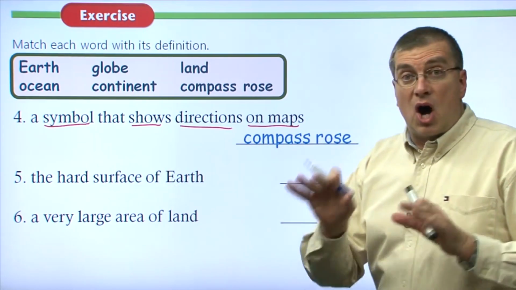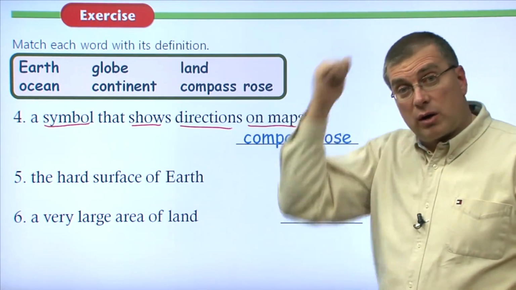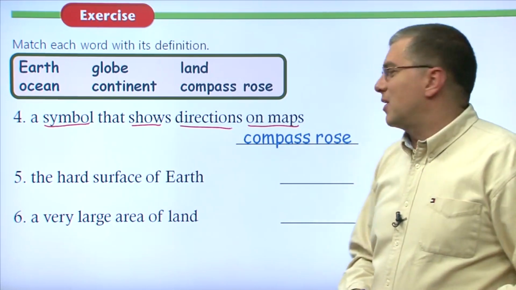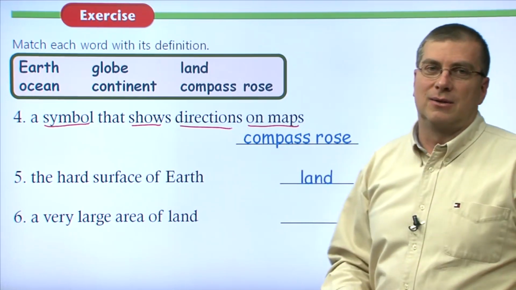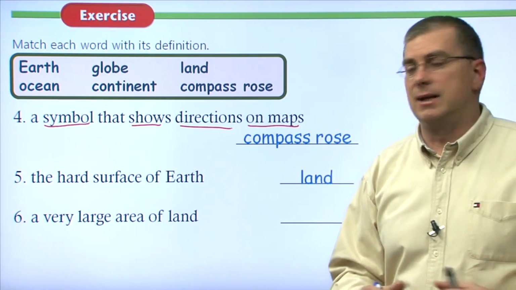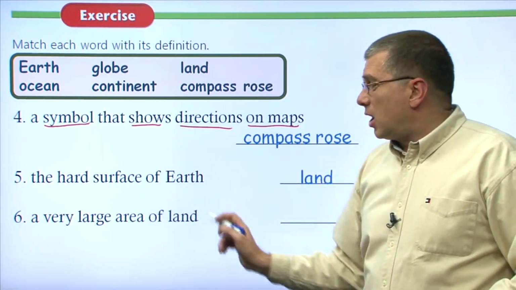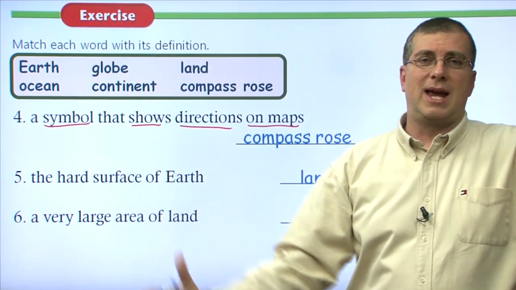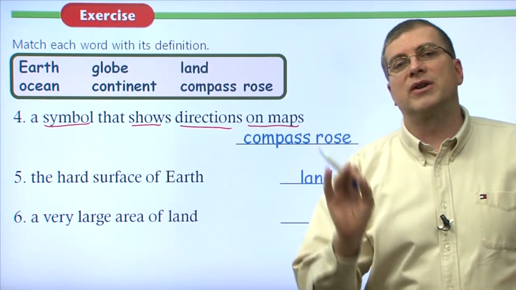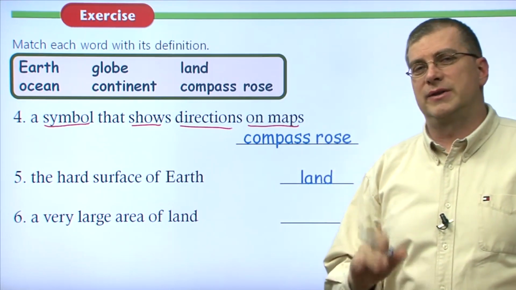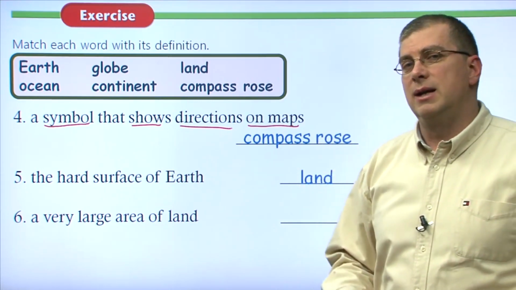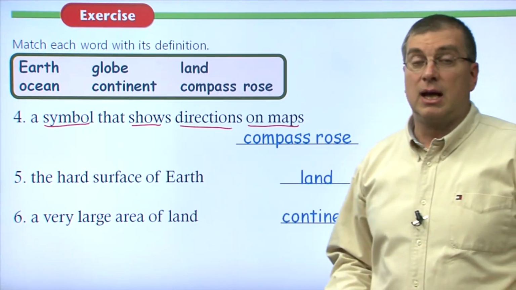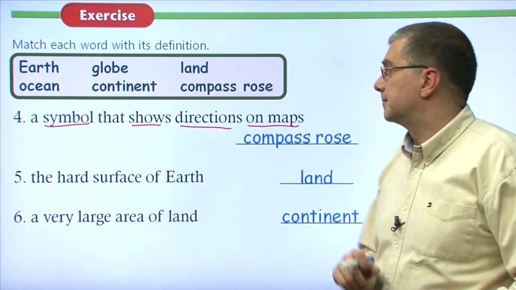Number 5, the hard surface of the earth, right? Hard, like your head, right? It's very hard. What do we call that? That part of the earth is land, right? Not ocean, but land. A very large area of land. So if you're talking about a very large area of land, what do we call that? Remember, there are 7 of them on Earth. There are 7 very large areas of land. We separate them. What are they called? They're called continents. Continents. Okay.